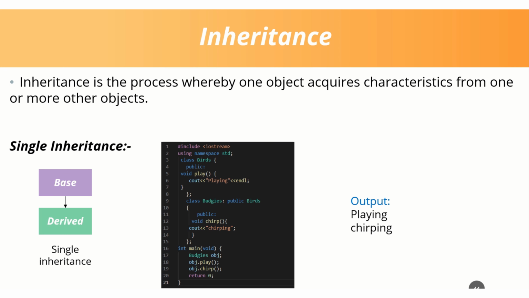Inheritance is the process by which an object acquires characteristics from one or more other objects. There are five types of inheritance. First is single inheritance. Let's have a look at the program. Here class birds is the base class. Then class budgies is the derived class. Then there is a function play, which outputs playing. In the derived class, there is a function chirp, which outputs chirping. In the main function, an instance of the class, that is the object, is created, and our output is playing and chirping.